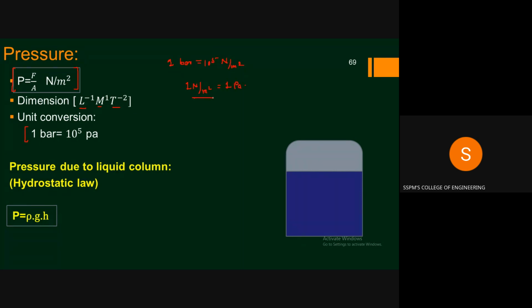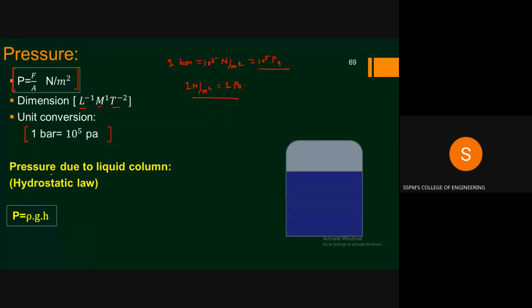Okay, so you should know this relation. 1 Newton per meter square is nothing but 1 Pascal, and 1 bar is equal to 10 to the power 5 Newton per meter square, or this is equal to 10 to the power 5 Pascal. Okay, so this is the conversion of bar into Pascal.